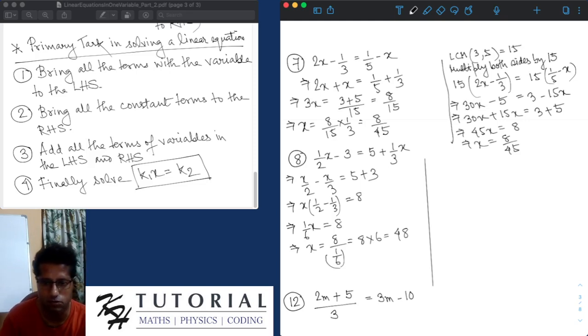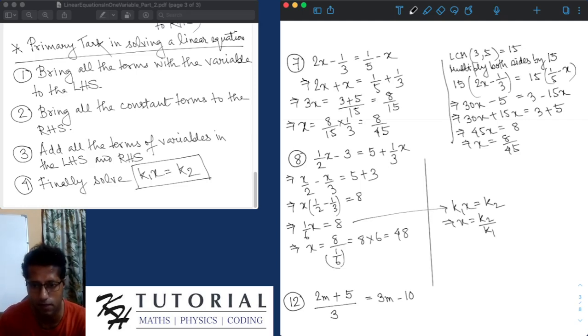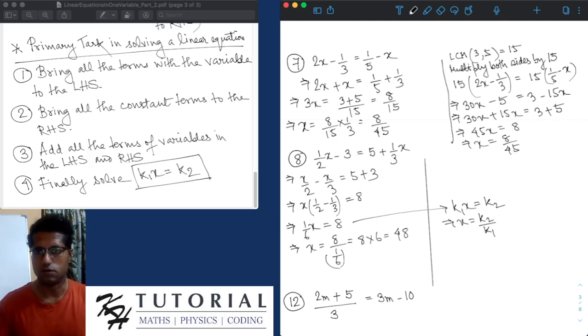So from x by 6 equals 8, I know that to get x, I have to divide. From this step, this is of the form k1x equals k2, and from here we know that x equals k2 by k1. This concept I have applied. So x equals 8 divided by 1 by 6. In this example, k1 is 1 by 6. Okay. Sorry, let me remove this one because I have to solve the alternate method.